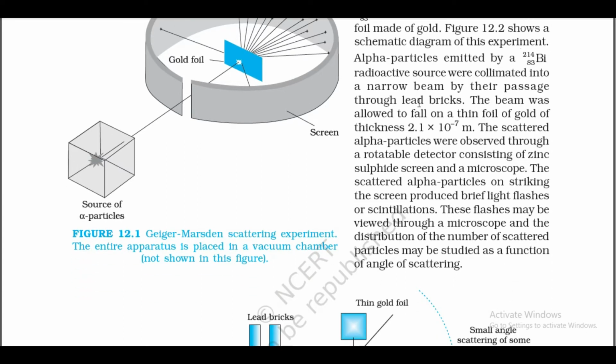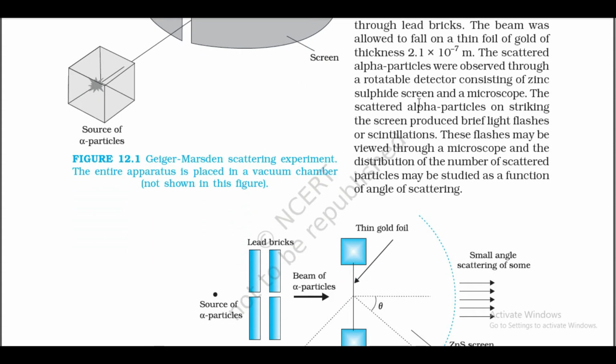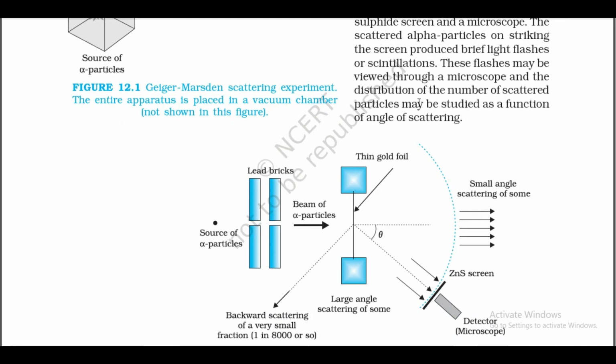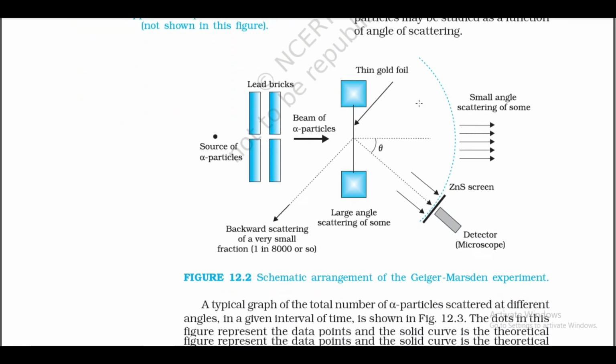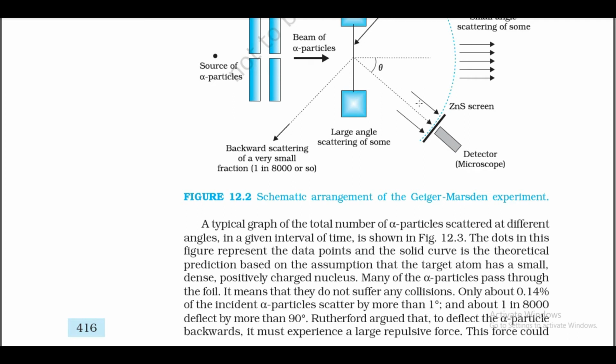These flashes may be viewed through a microscope, and the distribution of the number of scattered particles may be studied as a function of angle of scattering. A typical graph of the total number of alpha particles scattered at different angles in a given interval of time is shown in figure 12.3. The dots in this figure represent the data points, and the solid curve is the theoretical prediction based on the assumption that the target atom has a small dense positively charged nucleus.